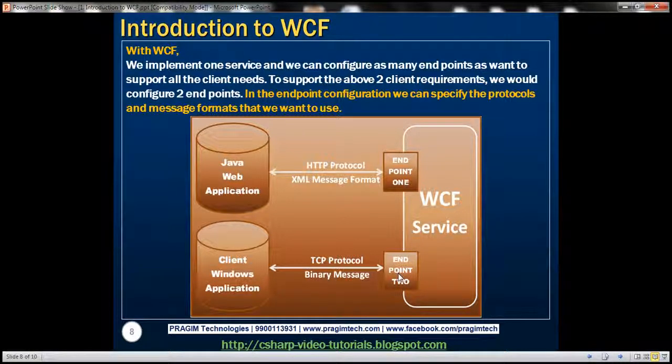All you do is, in a configuration file, you specify or configure your endpoint. Now let's say we have a third client and he wants XML messages over TCP protocol. To satisfy that client requirement, all we do is expose another endpoint. So basically we have got a single service, but to satisfy the requirements of different clients, we are configuring different endpoints. So this is a web service. This is a .NET remoting service. With a single WCF service, we are able to achieve both things.